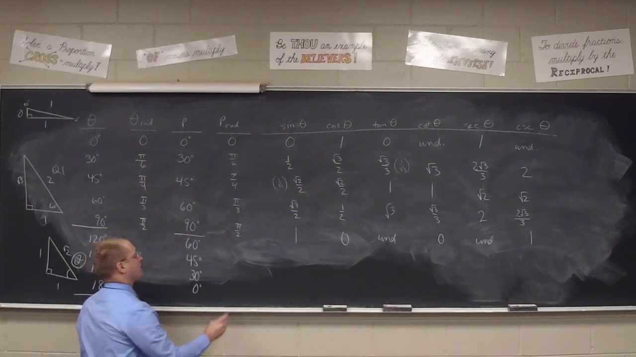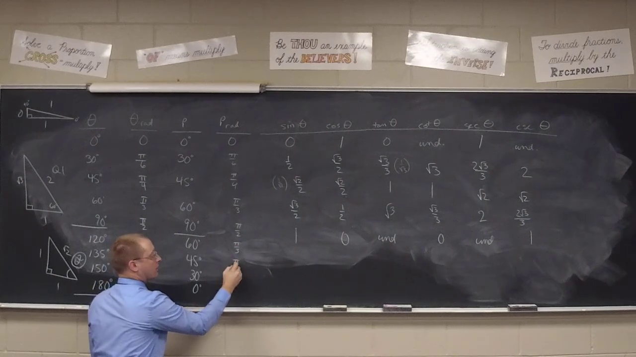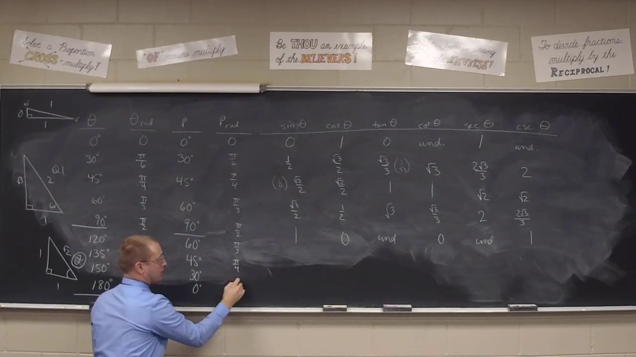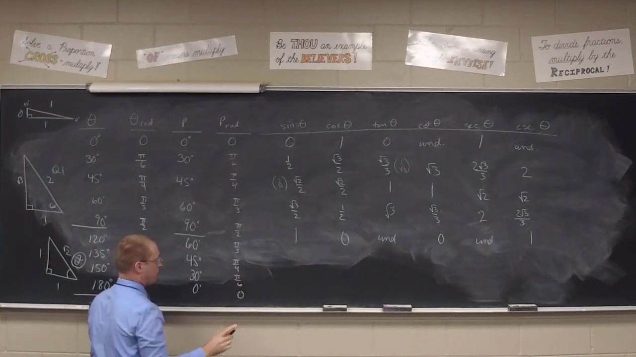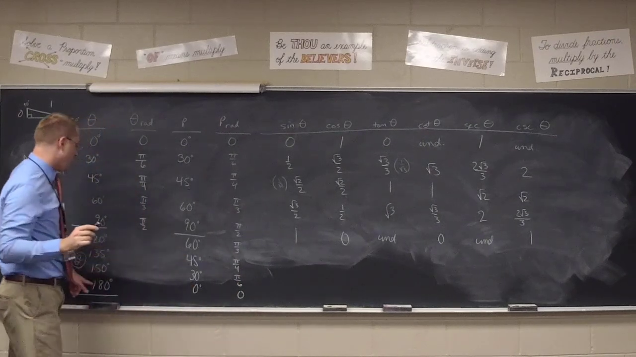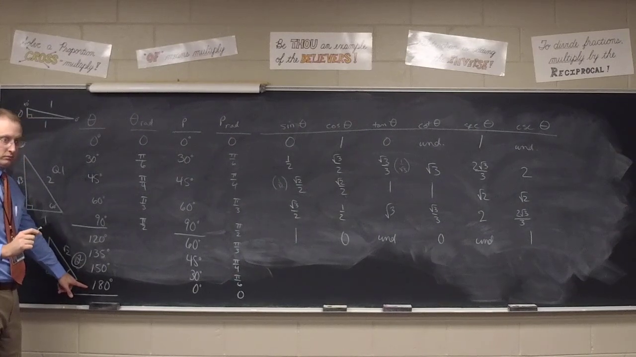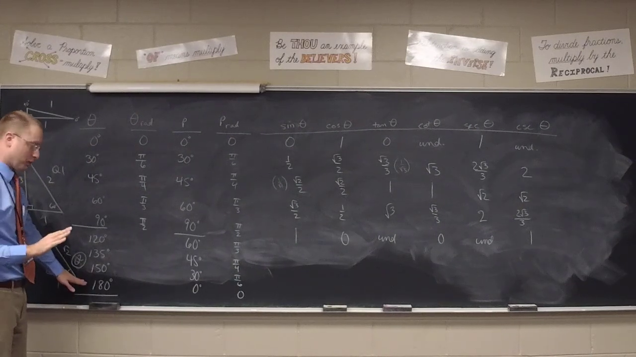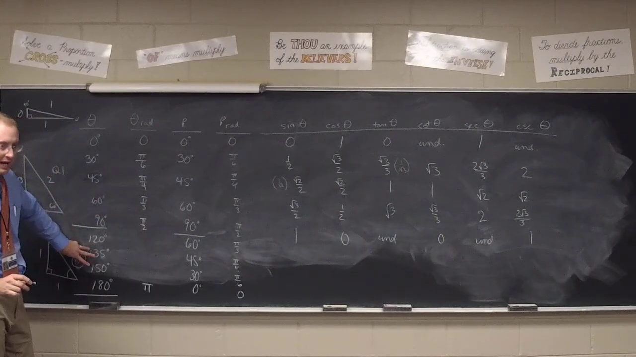Now, what would these reference angles be in radians? Well, 60 is pi over 3. 45, 30, and 0. Now think about this for a minute. We already know 180 is always equal to what in radians? Pi. Pi is 180, right? But for the other three, they're going to be weird fractions, aren't they?